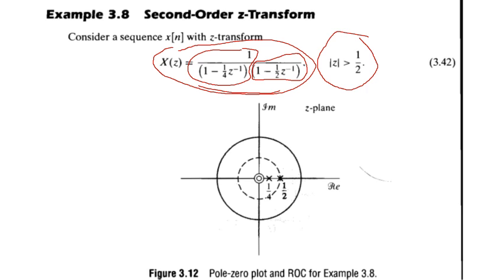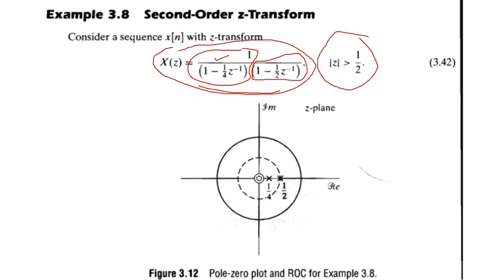So what we can do first on our own is plot this. We know that for this single factor we have a pole at 1 by 4 and a zero, and then we have a pole at 1 by 2 with a zero. So there are two zeros and two poles.